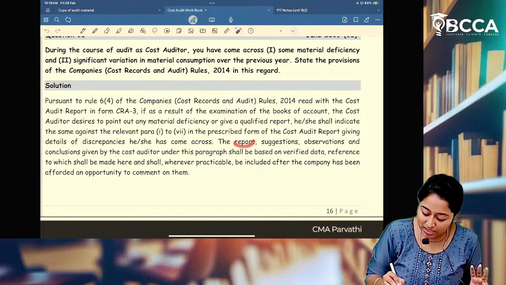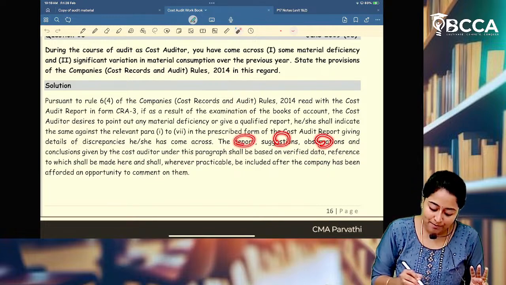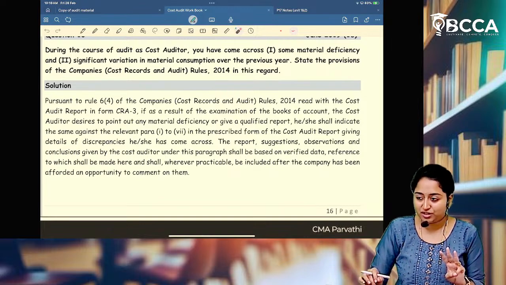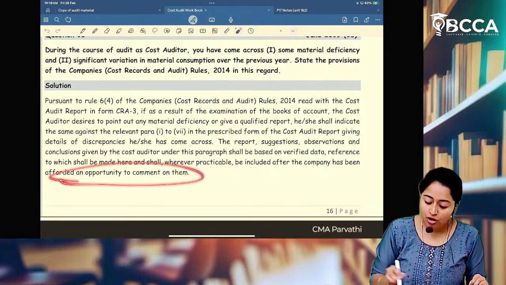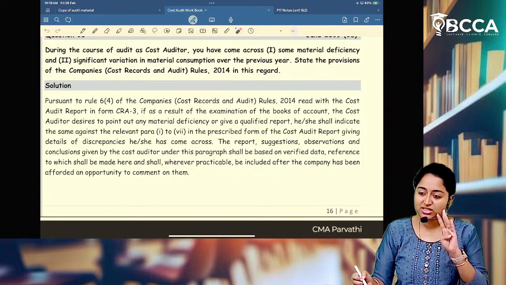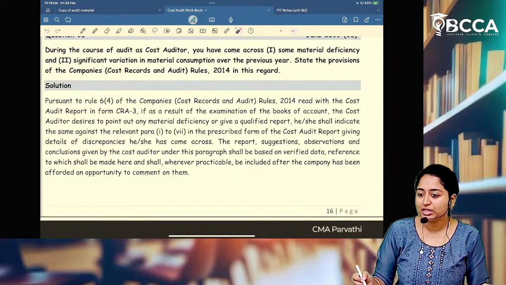And the third point is report, suggestions, observations and conclusions. He has to give an audit report regarding each and everything. And fourth point, a reasonable opportunity of being heard should be given to the company. So these are the 4 points which you have to include in this particular answer.